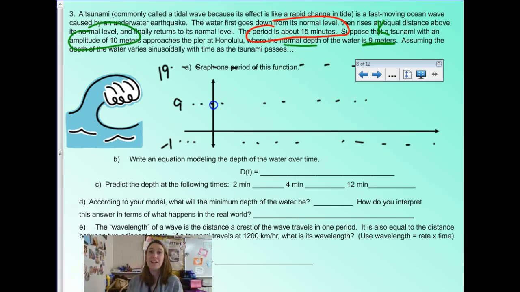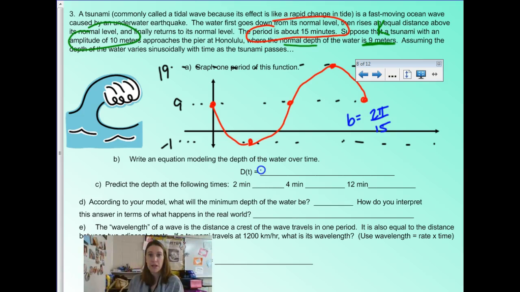Okay. Starts at normal level, then goes down. There we go. So in this case, it is going to be a sinusoidal graph. However, because it goes down first, instead of a sinusoidal graph as usual, it's going to be a reflected sinusoidal graph. So the amplitude is 10. We know the period, which means we can calculate the b value to be 2 pi over the period, which was 15. And then there is no phase shift this time, so we don't have to worry about that. The midline's 9. I think we're ready to rock and roll.